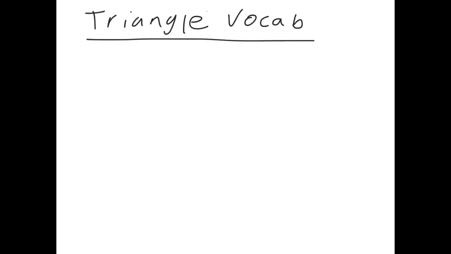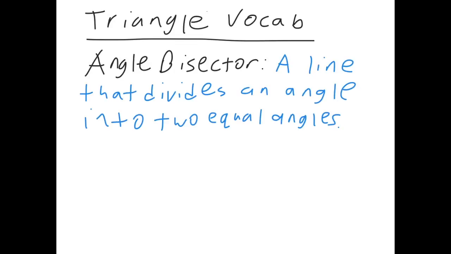Alright, so first we're going to start with a few vocab terms. First we're going to start with the angle bisector. We've talked about angle bisectors before. They're a line that divides an angle into two equal angles. So if I have a triangle here, and I draw a line through this angle, and I say that it's an angle bisector, then that means both this angle and this angle are congruent.